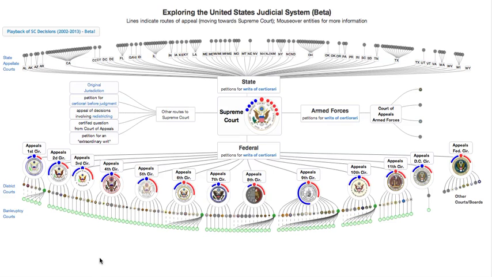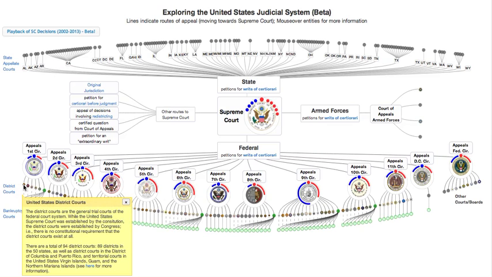to convey how cases can go to the Supreme Court based on them starting in one of the state courts. These are the state Supreme Courts. These are the state intermediate appellate courts. Here are the appeals courts, and these are the district courts.